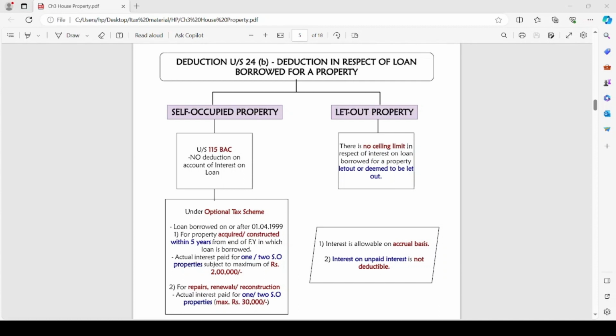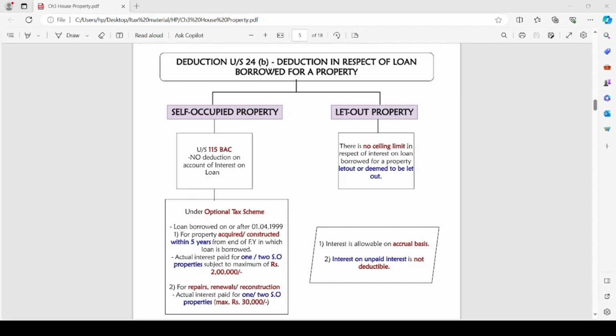Even under section 115BAC, the assessee can claim 24B deduction if the property is let out property, and there is no ceiling limit, no maximum amount, there is no threshold limit for claiming the interest amount as deduction.